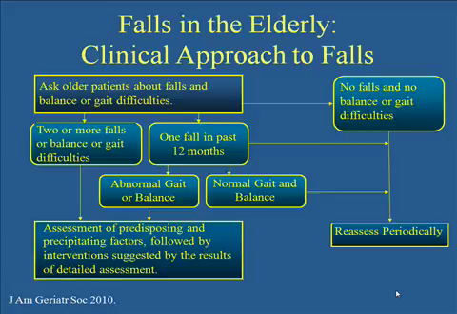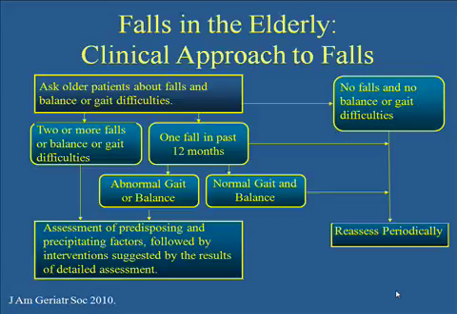If they report 2 or more falls, or they report problems with balance or gait difficulties, you'll want to put them through a multifactorial assessment, looking at predisposing and precipitating factors, and then doing the multifactorial intervention that comes out of this detailed assessment.